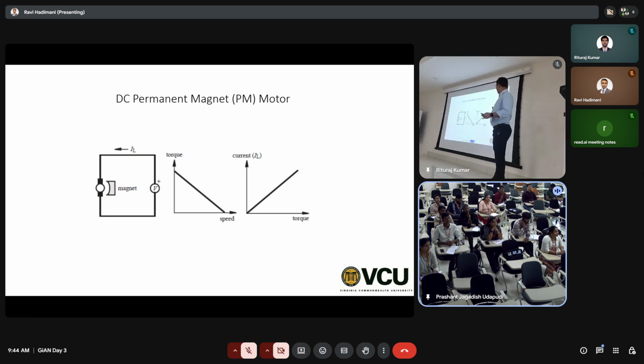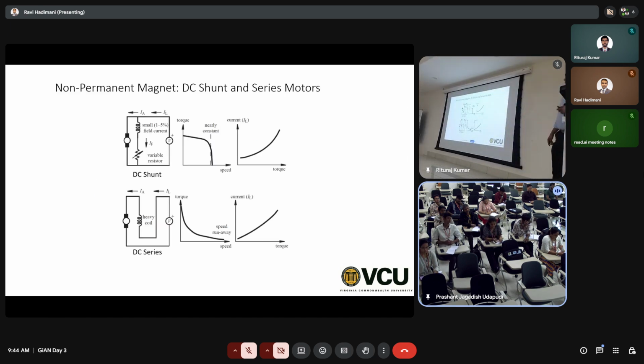So this linearity, in actuators or sensors, is very important. It means you can exactly get the amount of torque you want for a given amount of current, right? So you can change the current to get the torque you want by a simple expression. That is the DC permanent magnet motor.